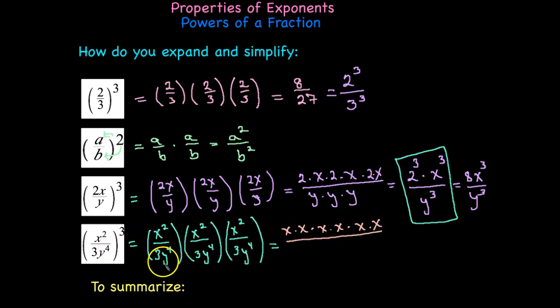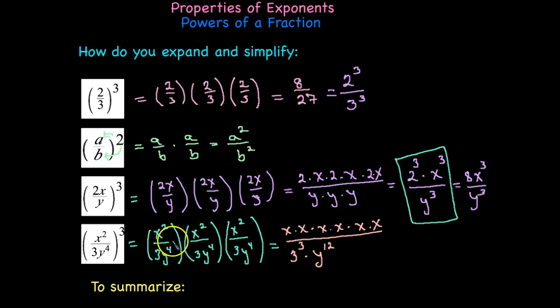I could do the same thing with the denominator. I could expand my y's, but that's going to take a while. So instead for the denominator, let's just count and see what I have. I have 3 3's, so we can write that as 3 to the 3rd power. And then remember what happens when I multiply y to the 4th times y to the 4th times y to the 4th. I have 4 y's here, 4 y's here, and 4 y's here. That's a total of 12 y's. So I'm just going to write that as 12 y's.